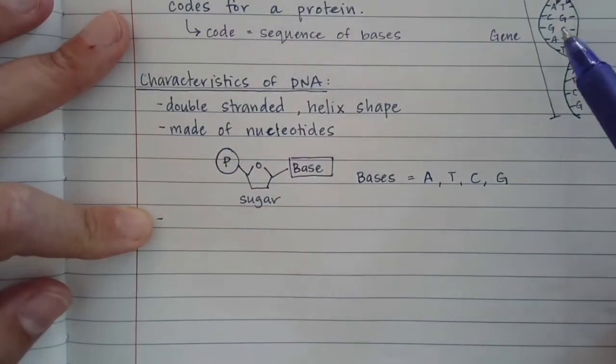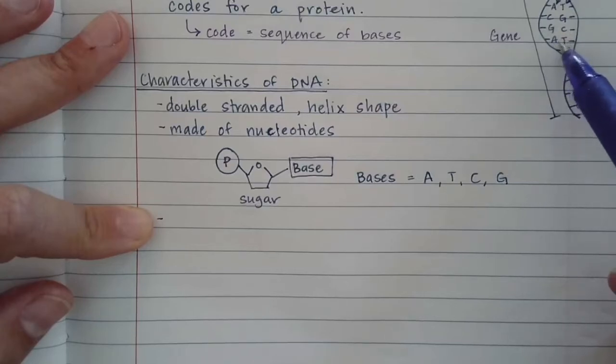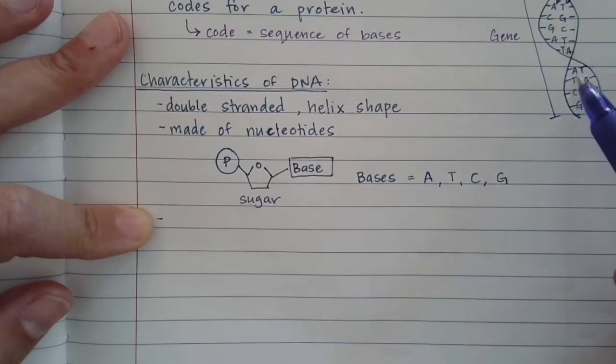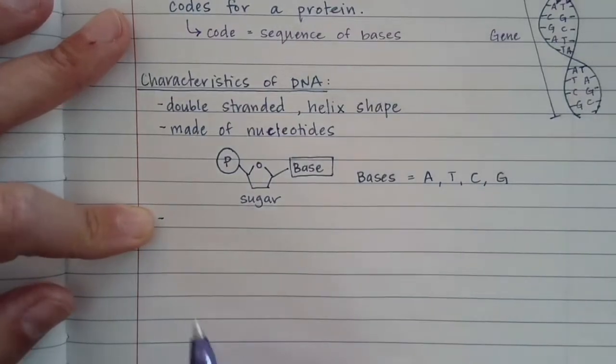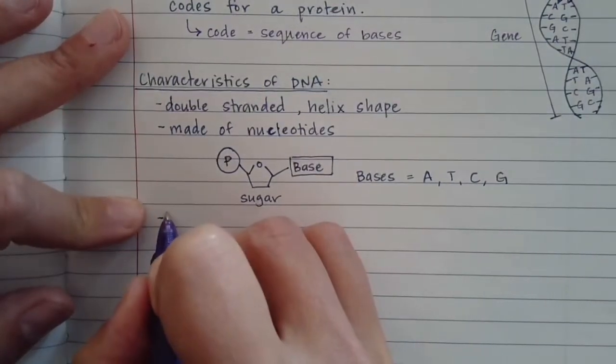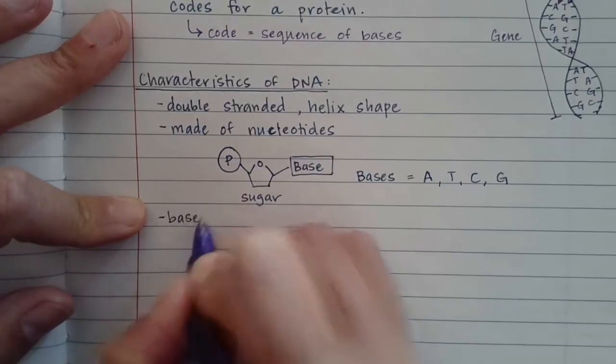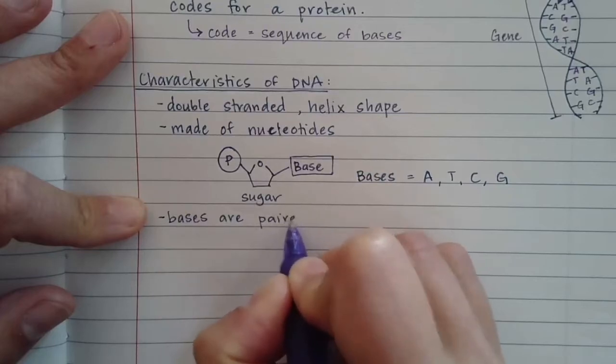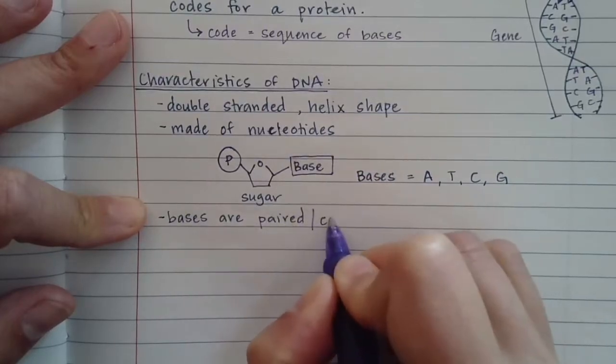And I noted it over here. So G is always paired up with C, and A is always paired up with T. Even if I have a T here, I'm going to have an A over here. Every time I have an A, I'm going to have a T opposite it. Every time I have a C, I'm going to have a G opposite. So there's a C on this side, so G is opposite. And we call that complementary. So bases are paired and they're complementary.